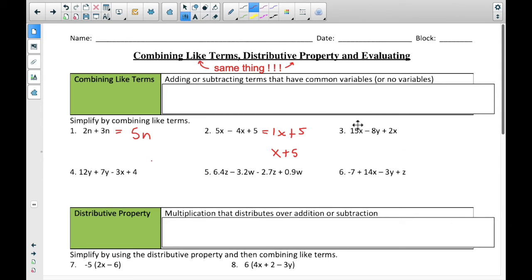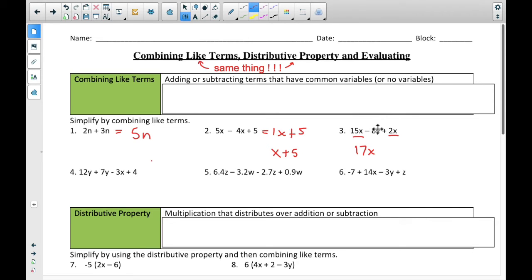Okay, the next one, let's take a look. We're looking at our variables, x, y, x. So we want to put the x's together, but the y has to stay separate. So 15x plus 2x is 17x. Another thing I should say is that minus sign, it goes with the 8. It does not go with the 15.